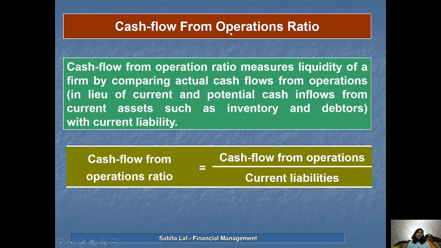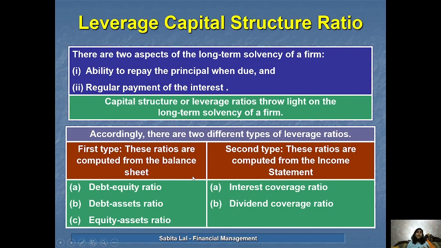Cash flow from operation ratio. Cash flow from operations and financial ratios are all very important. The cash flow from operations ratio measures the liquidity of a firm by comparing actual cash flows from operations with current liability. So it is the cash flow from operations divided by your current liability. Next, a very important ratio is your leverage or capital structure ratio.